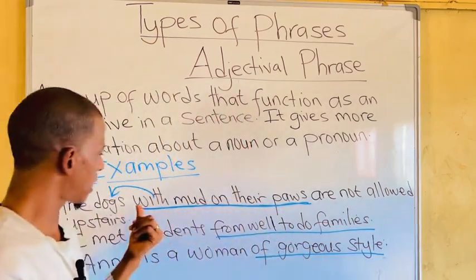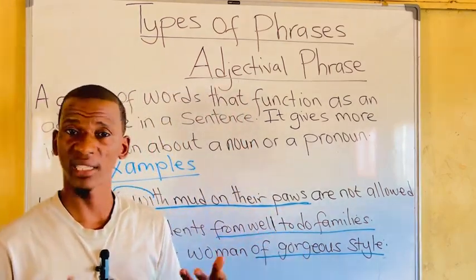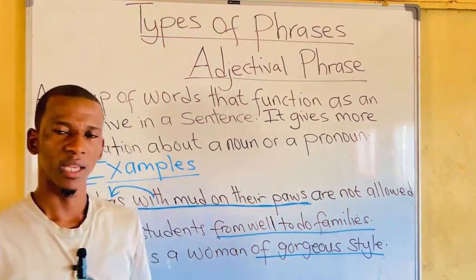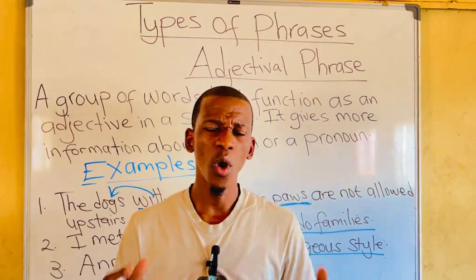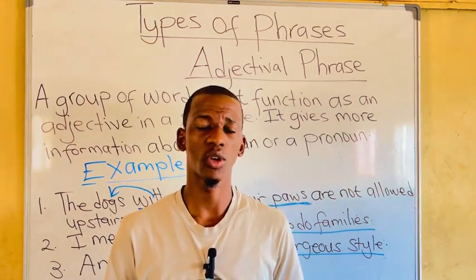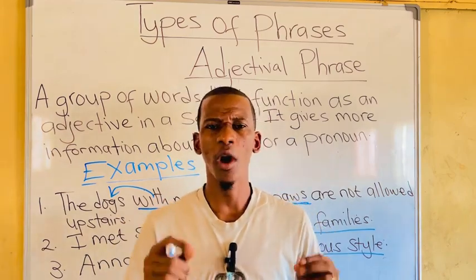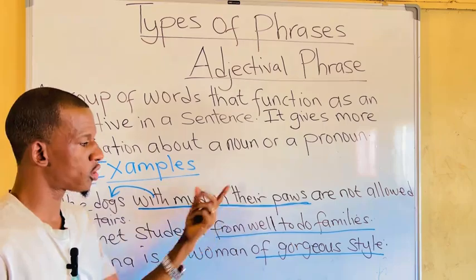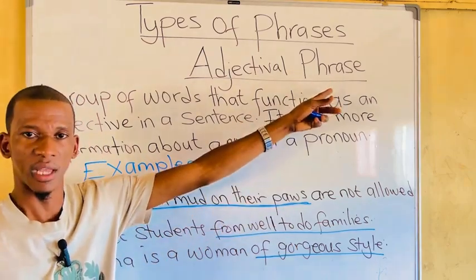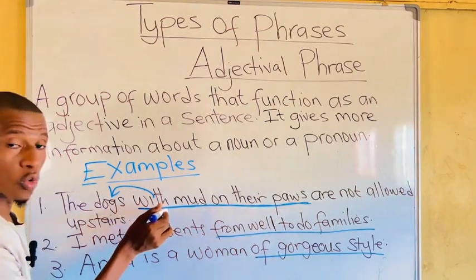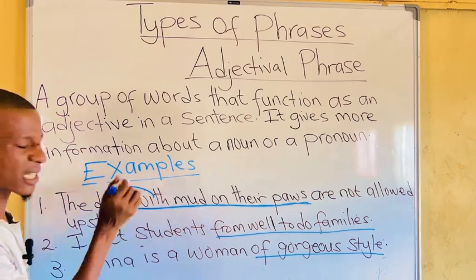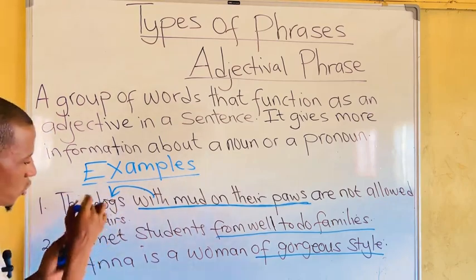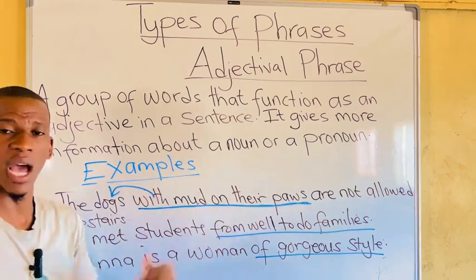Let's assume that these are the words underlined in a particular passage in your exams, either WAEC or WASSCE. They underline "with mud on their paws", and they ask you this question: what is the grammatical name given to the expression above? And the second question would be, what is its function? The grammatical name here is that this group of words, we can call them an adjectival phrase. The function here is that it qualifies, modifies or describes the noun dogs, because it is giving us more information about this noun dogs. Because the dogs are with mud on their paws.